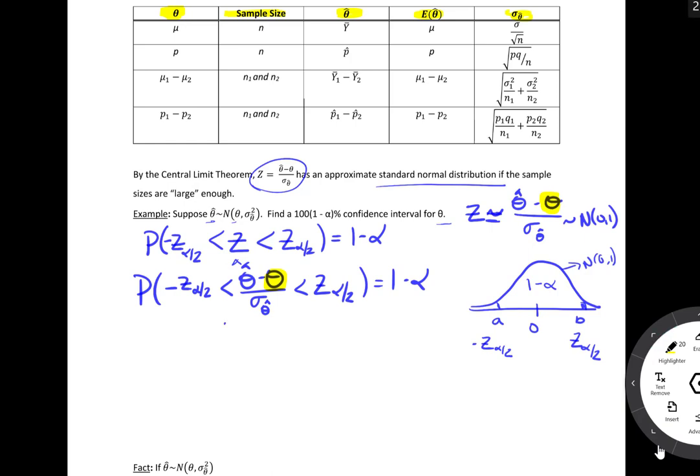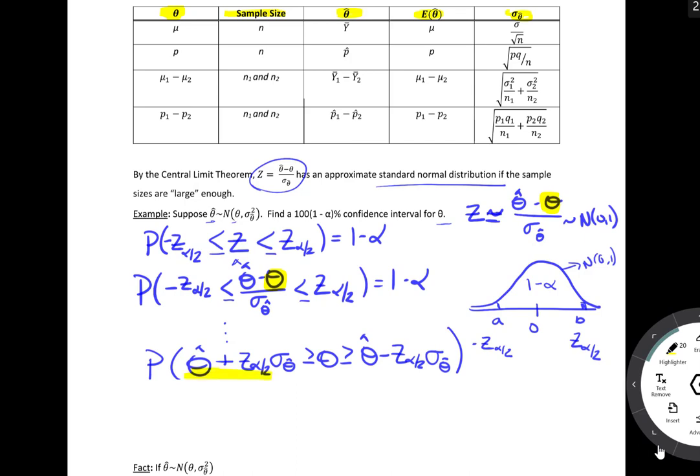And so I'll have you show that on your own, but you should find the following. Oh, I should have had greater than or equal on each of these. So notice what we have here. We have that theta is in between these two values. And if you look closely at these two values, they should look fairly familiar.